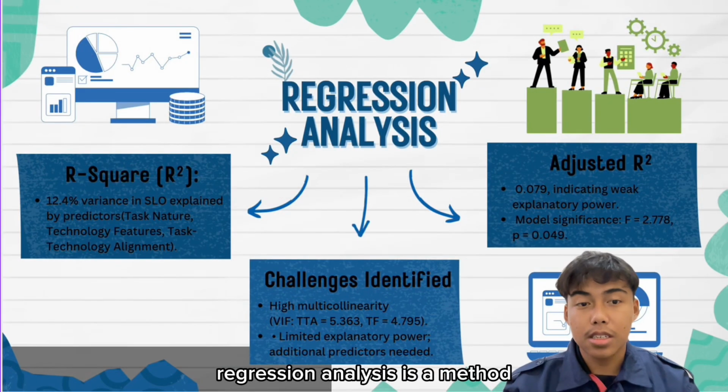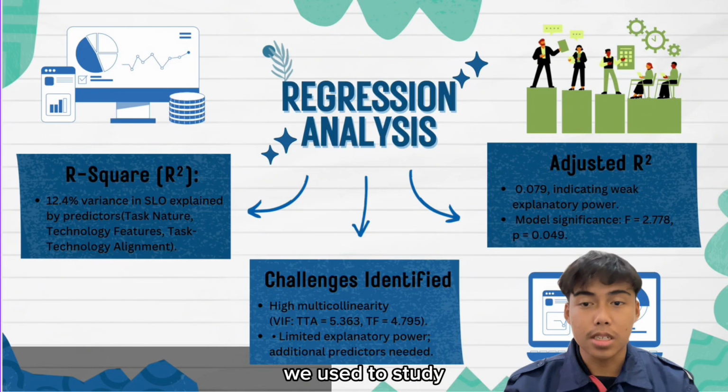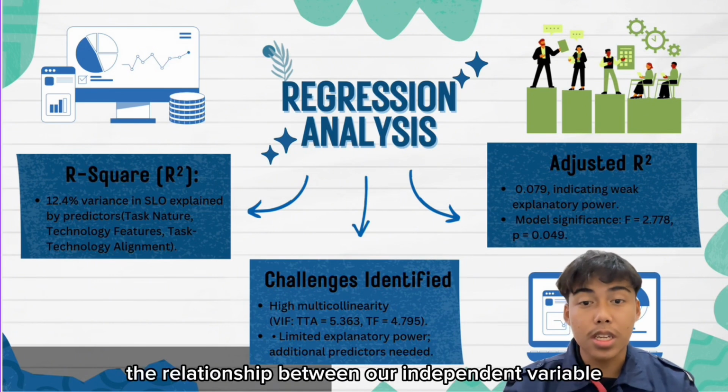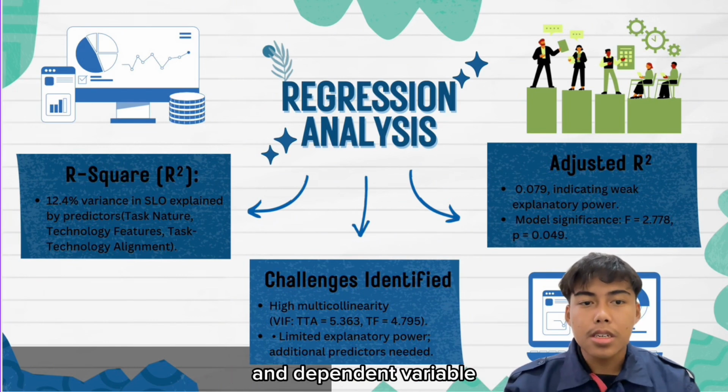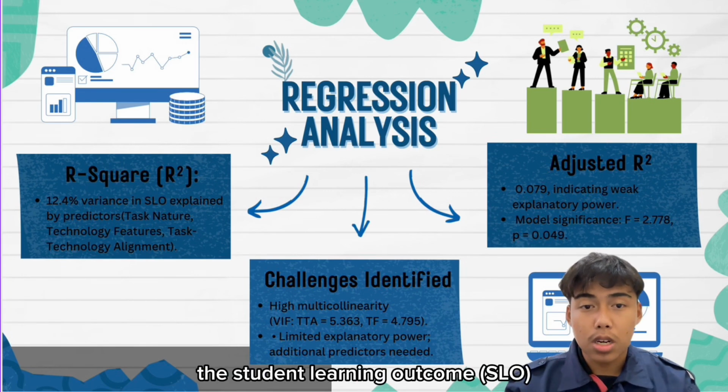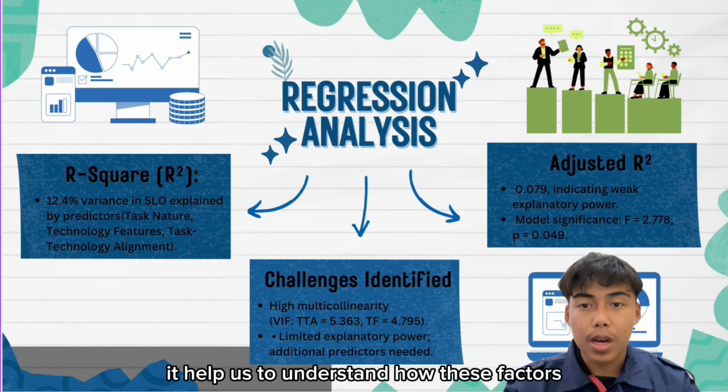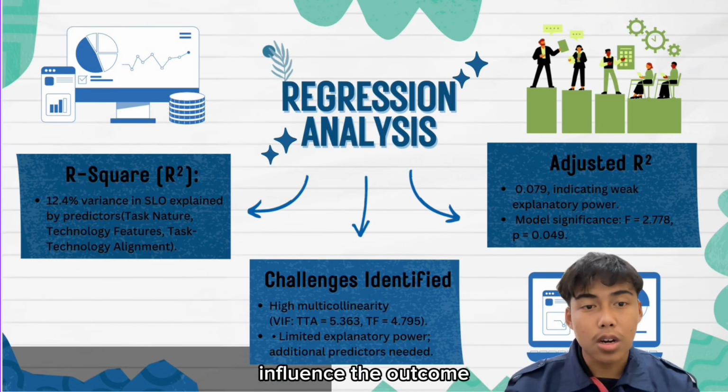Regression analysis is a method we use to study the relationship between our independent variables, task nature, technology feature, and task technology alignment, and the dependent variable, the student learning outcome SLO. It helps us to understand how these factors influence the outcome.